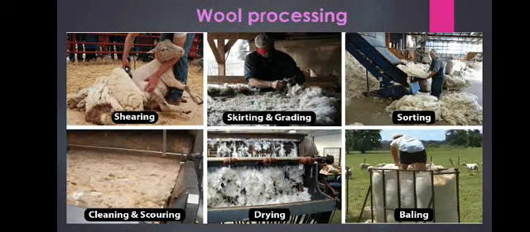Then they are sorted. The fibers from different parts of the sheep have different qualities, so they are sorted based on the color, the quality, the length, etc. Then they are cleaned. That is a scouring process. In soap water, it is thoroughly cleaned to remove the dirt and dust particles, as it is the hair of the sheep or like animals. It may contain dirt and dust particles, so in the cleaning and scouring process, it is thoroughly washed in the soap solution.